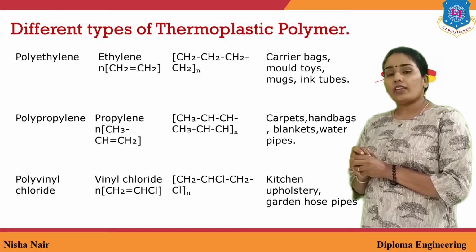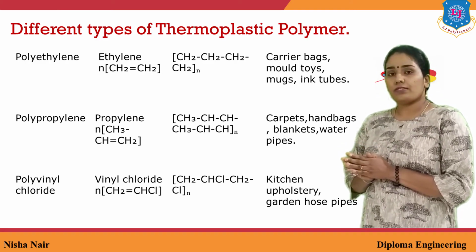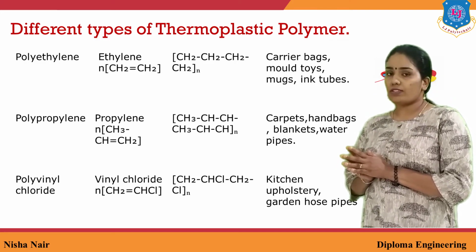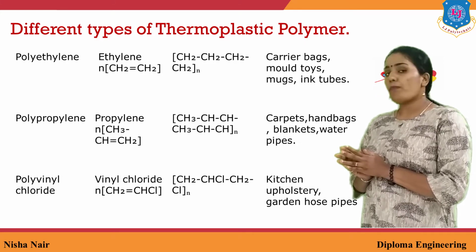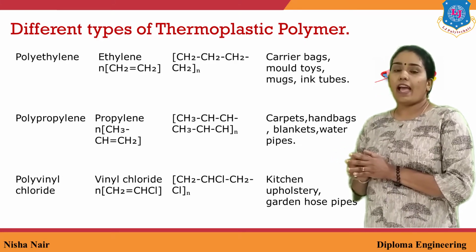Now, second you can see polypropylene, where the propylene monomer unit is used. The structure is CH3-CH=CH2 and it forms a polymer called polypropylene, and it is mainly used to make handbags, blankets, carpets, etc.